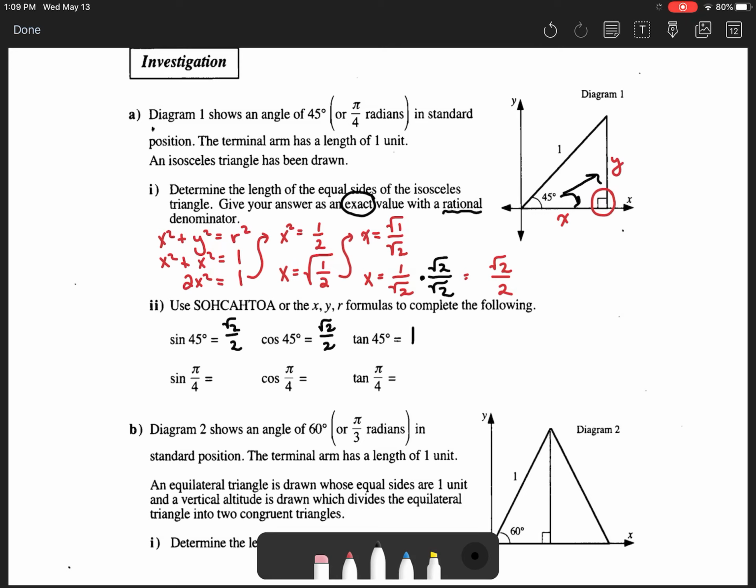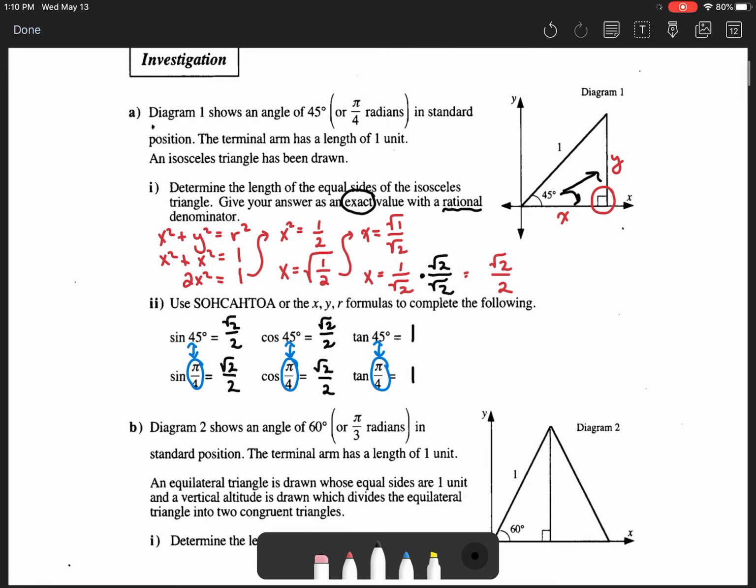Now below, they're doing the exact same thing. It's just that the angle measures, they're giving to you in radians instead of degrees. So the values of the ratios are going to be exactly the same. Okay, so this will be root 2 over 2. This will be root 2 over 2. Okay, and this will be 1. Okay, so it doesn't matter whether they give you the angular measures in degrees or radians. The value of the ratios will be exactly the same.